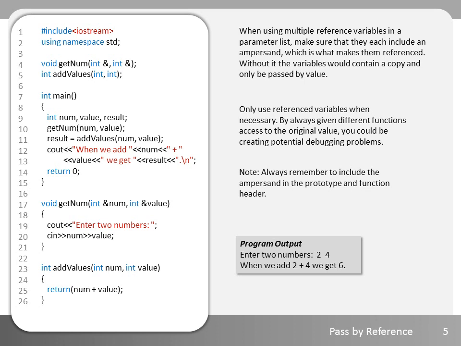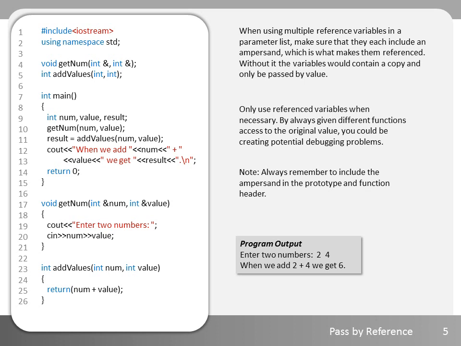In the function getNum down in line 19, it asks for two numbers, and for this example, let's enter 2 and 4. Now, if this were to be done without reference variables, we'd have to call this function twice, once for the first value and a second time for the second one.